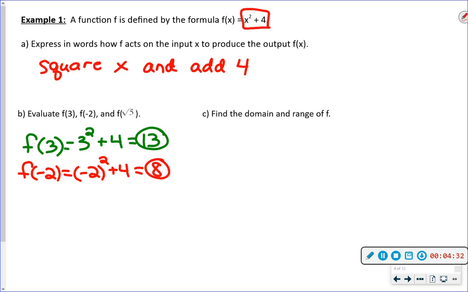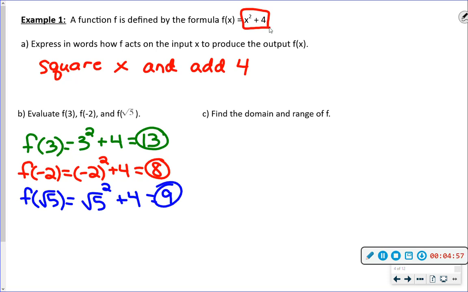And then we're going to put in, we're getting really fancy now, square root of 5. So square root of 5 squared plus 4. Now, even though that looks a little crazy, it's still pretty easy, because what do squaring and square root do? Cancel. So you have 5 plus 4, 9. So just different ways to evaluate your functions.